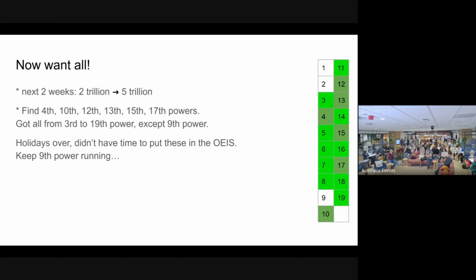And it's now the middle of January, holidays are over, I'm back to work, things to do. So I don't have time to actually put all these in the OEIS. I'll just keep the 9th power running. It'll probably finish soon. When that finishes, I'll just put them all in.